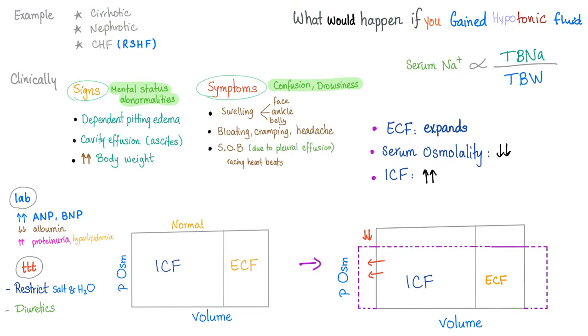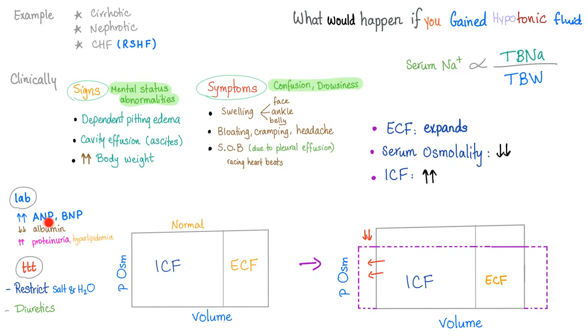Let's use the stupid graph. ECF expands, please expand it. Serum osmolality decreased, ICF expands. Always start with the y-axis, it's easier for you. Clinically, you have the signs of volume overload. How about mental status abnormalities because of the hyponatremia? Absolutely. Symptoms, we said them before.